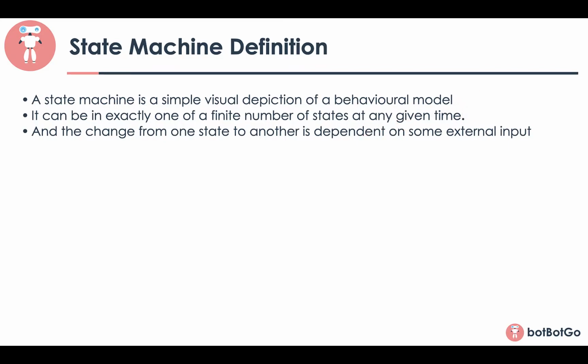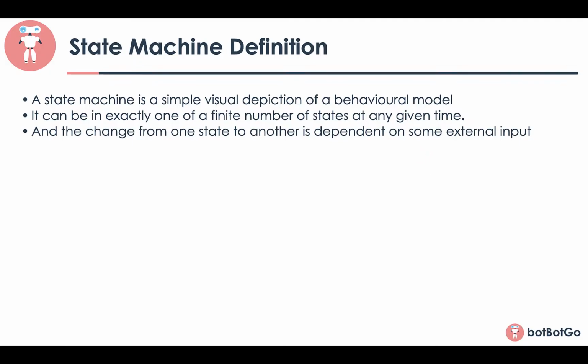And then the second point is that a state machine can be exactly in only one of a finite number of states at any given point of time. So that means, irrespective of how many states are available, at any given point of time, it will be only in any one of these states. And then the last point is that the change from one state to another state is dependent on some external input. And in our case, this input was if the sun is there or not.